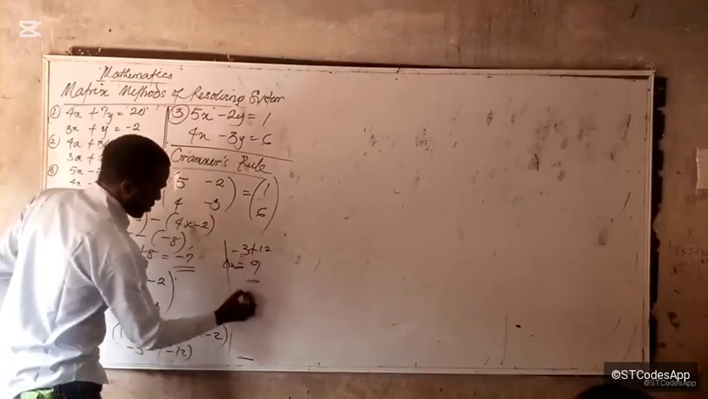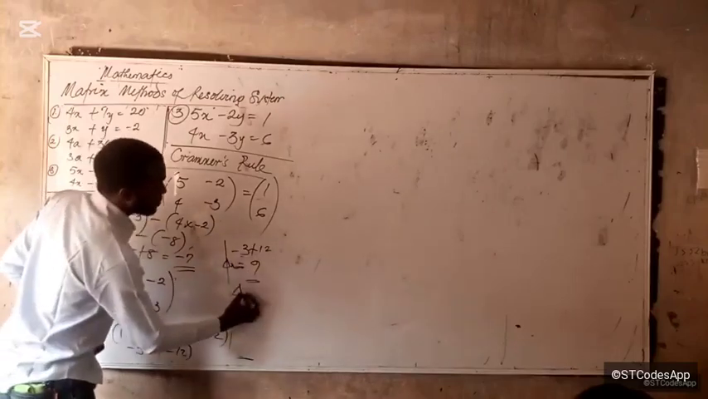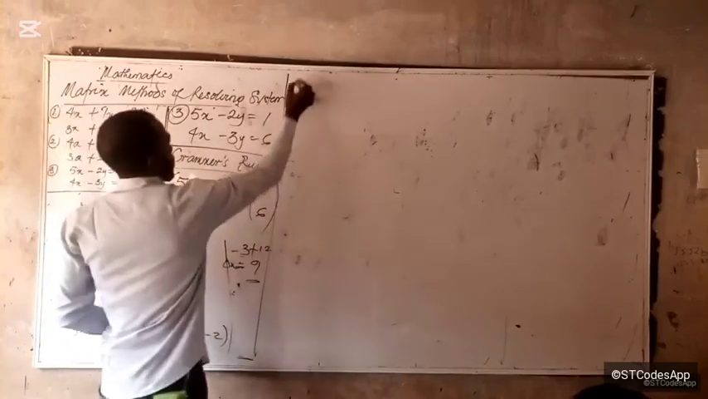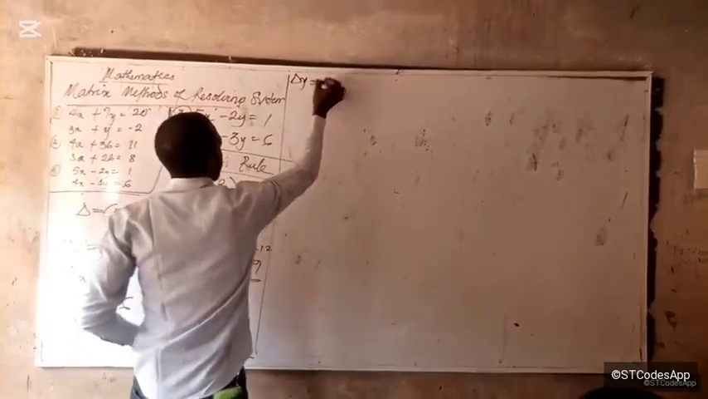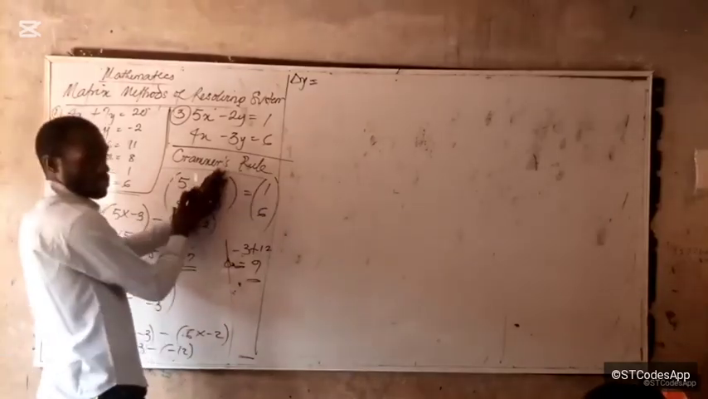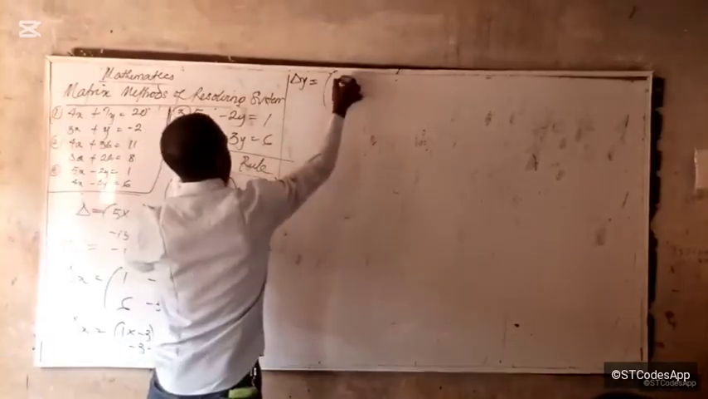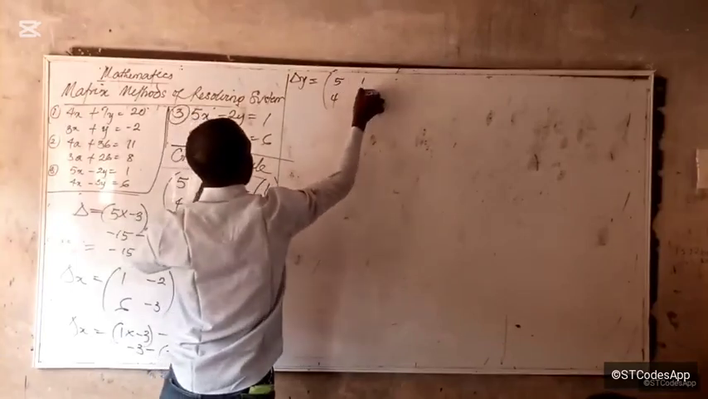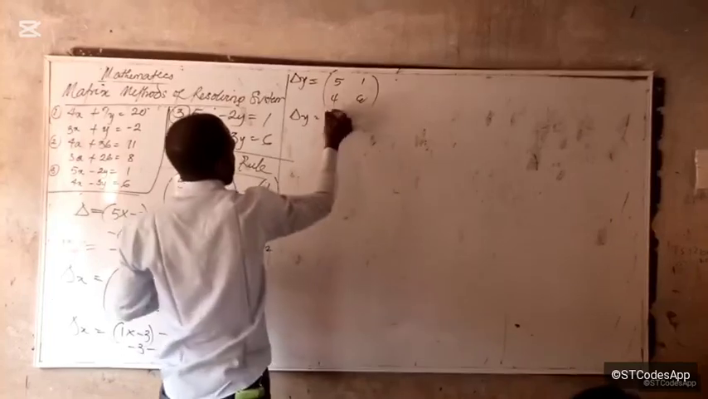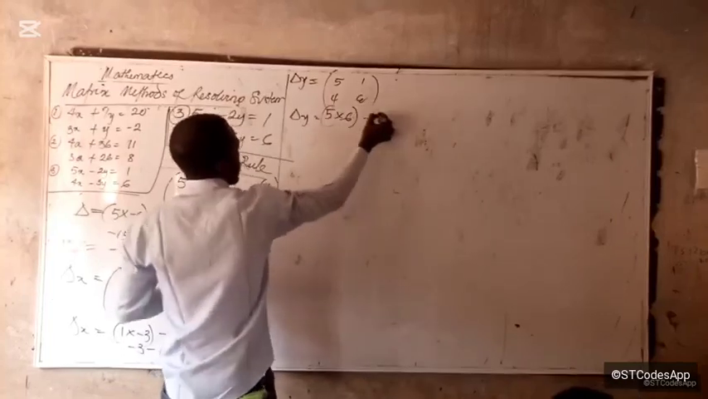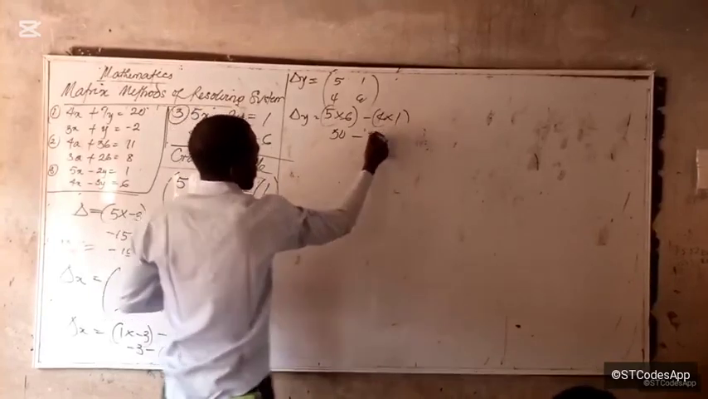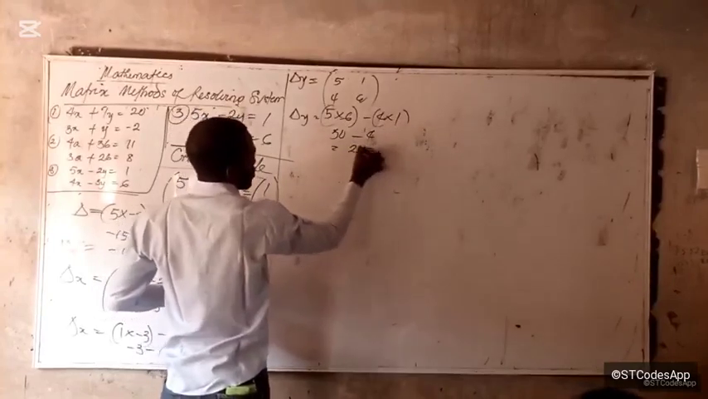So delta x is this. So we now look for delta y. So delta y will be equal to, we'll cover up the y coefficients and replace with this. Is that clear? So we'll come here, 5, 4, 1, 6. So delta y therefore will be this by this, 5 by 6 minus 4 by 1. So this by this, 30 minus this by this, 4. This minus this, 26.